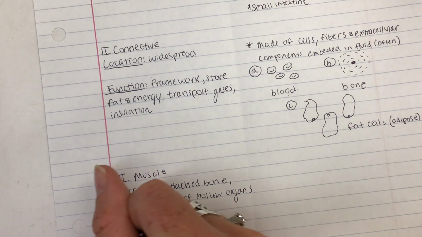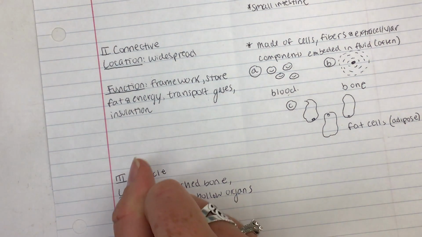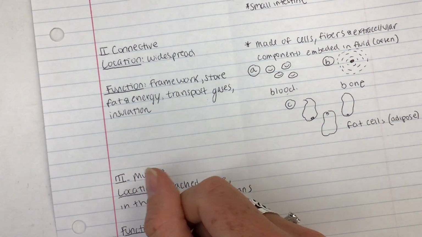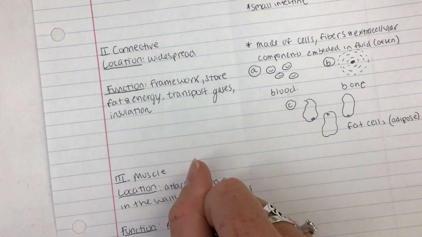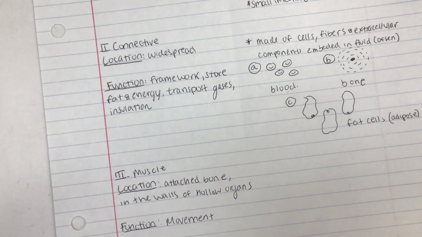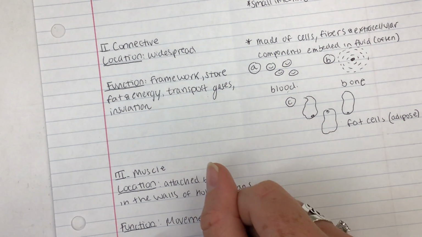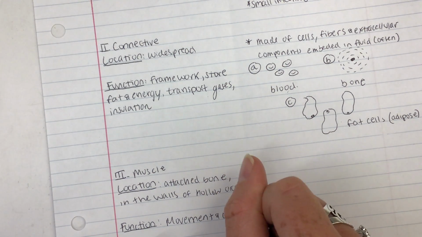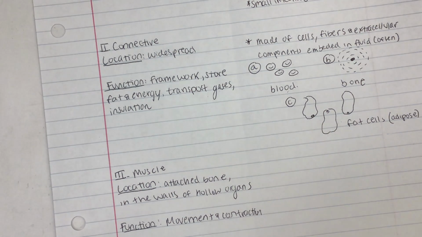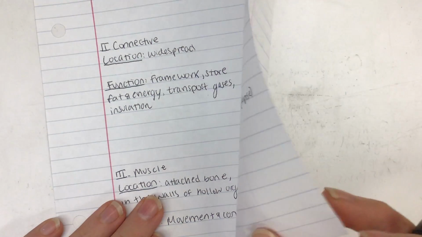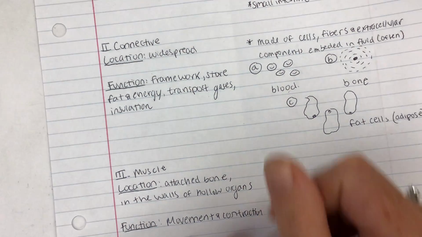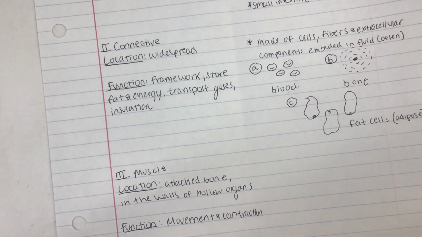And then the function of muscle tissue is movement, which means contraction. So movement and contraction, or you could say contraction, because they're pretty much the same thing. I kind of went through my little margin a bit. Oh well. Okay, and so let's draw a couple of types of muscle tissue.